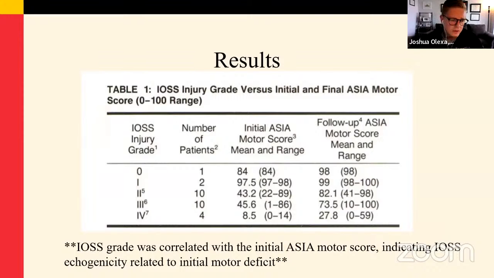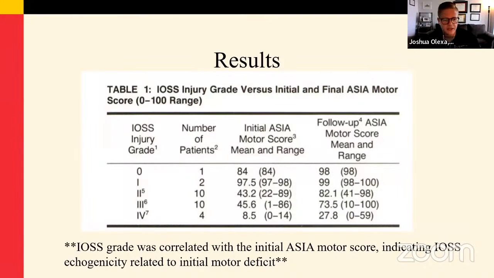They did also note, which I thought was interesting, that their injury grading scale was correlative with the initial ASIA motor score that they saw on initial presentation, which would indicate that the amount of echogenicity or the amount of lesion volume is related to their initial traumatic clinical motor deficit that they saw in ASIA motor score. They then demonstrated that both the intraoperative ultrasound injury grade and the initial ASIA score were correlated with some follow-up ASIA scores. However, they did not improve their predictive ability to say what the follow-up ASIA motor score would be.